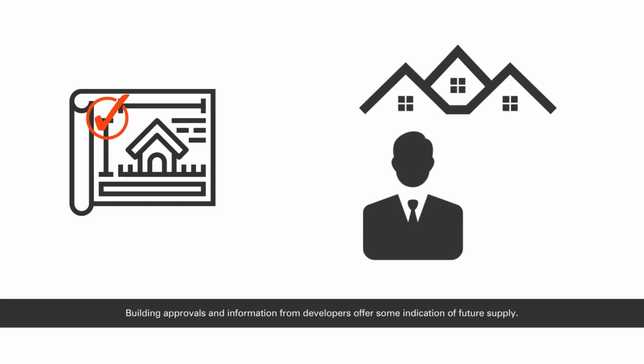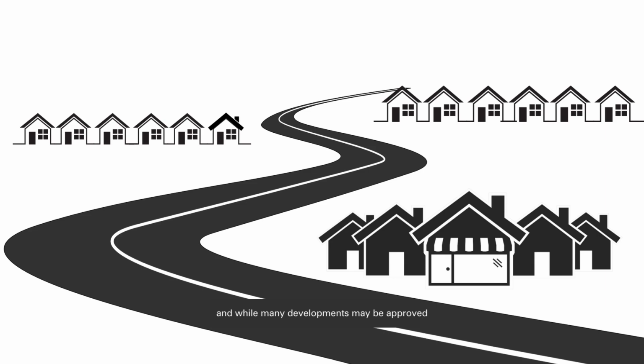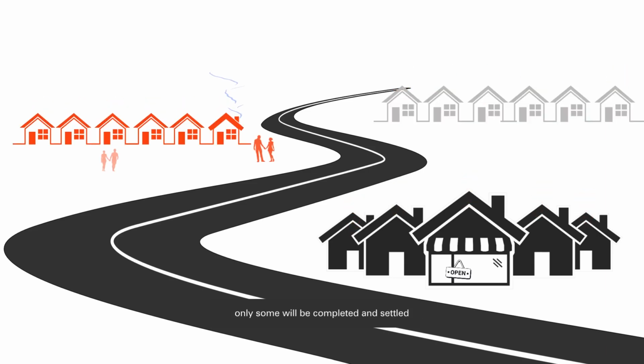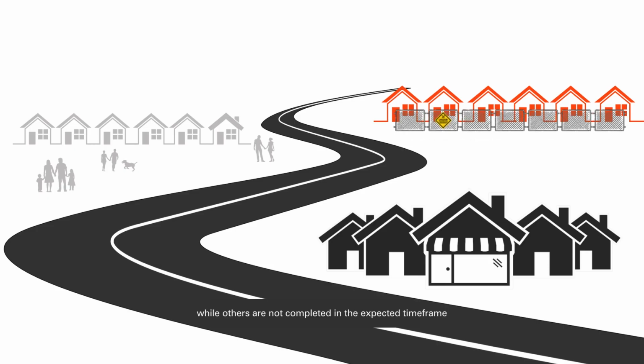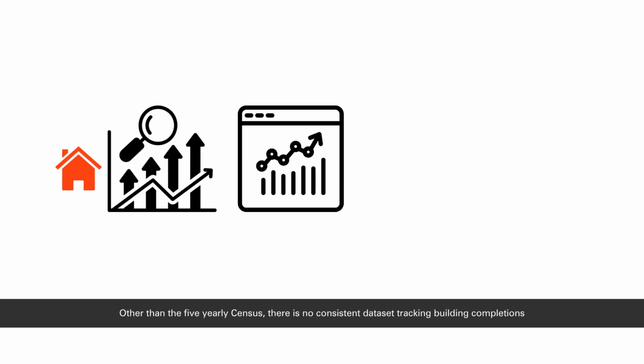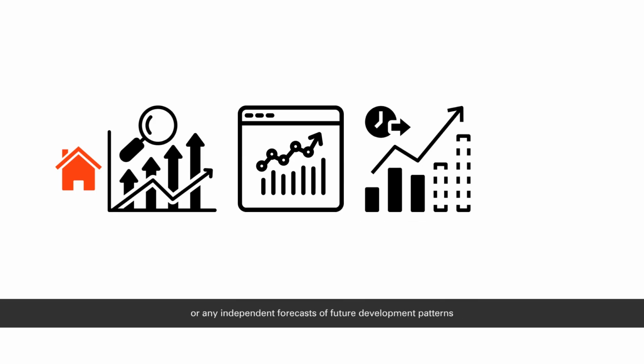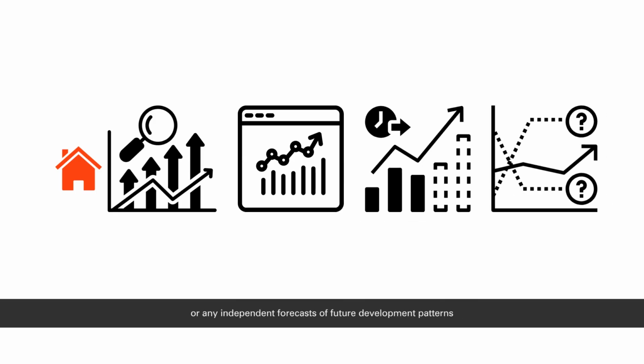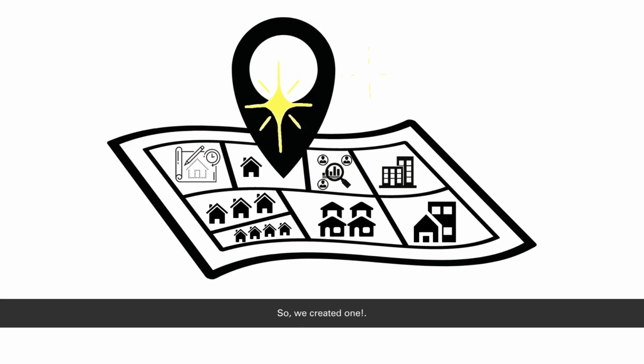Building approvals and information from developers offer some indication of future supply. And while many developments may be approved, only some will be completed and settled, while others are not completed in the expected timeframe as developers respond to changes in demand. Other than the 5-yearly census, there's no consistent dataset tracking building completions or any independent forecasts of future development patterns. So, we created one. Underpinning our microgeography forecasts is our residential development layer.